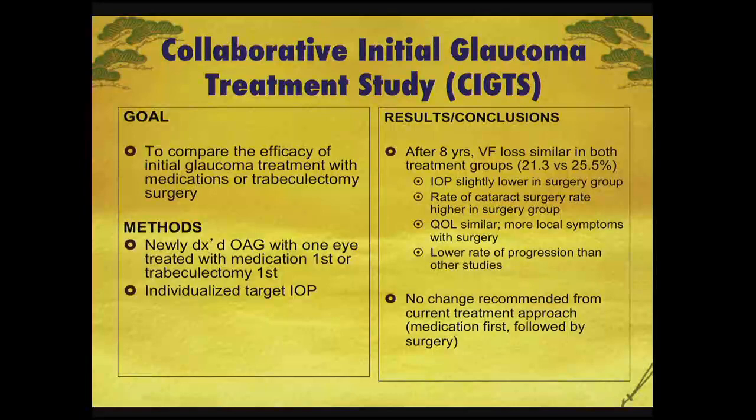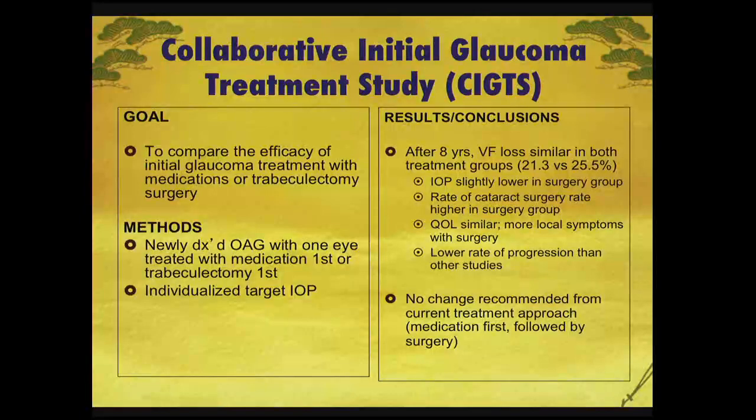Okay, so the next study is the Collaborative Initial Glaucoma Treatment Study. This one was designed to see what was better for a first treatment for glaucoma, medications or trabeculectomy. They took newly diagnosed open-angle glaucoma patients, and they randomized eyes. So one eye got medication and one eye got a trabeculectomy. And the unique thing about this study is that they had an individualized target pressure for every single patient. So it's actually kind of a complex equation, but every patient got their target pressure.